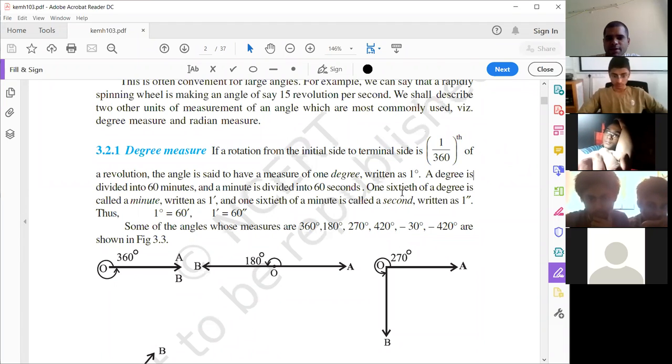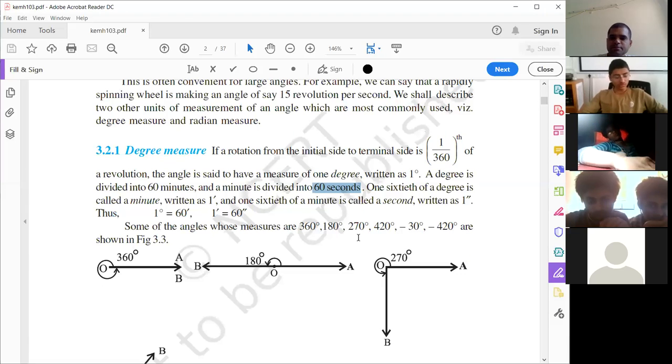1 degree is divided into 60 minutes, and each minute can be divided into 60 seconds. So if an angle is ever written in degrees, it can be written like this, let's say 30 degrees 20 minutes 10 seconds. So this is how an angle can be written.